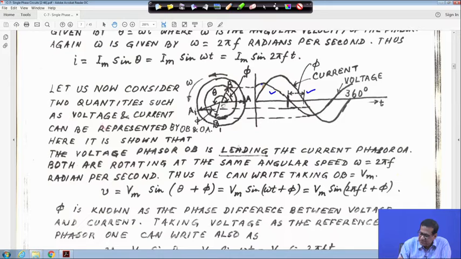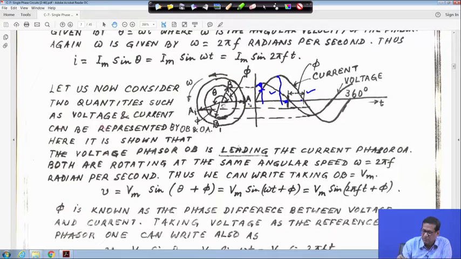In this case, this is the voltage waveform, and it is reaching its peak value before the current, because when it is reaching the peak value, the current is here. So first, voltage is reaching its peak value before current. Or the other way: which one comes to 0 first? The voltage comes to 0 first compared to the current. So, two ways can be used.